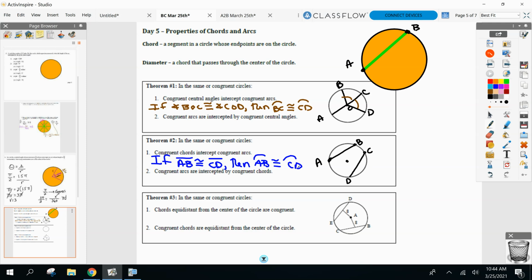Any questions so far? Right? If the angles are equal, so are the arcs. If the chords are equal, so are the arcs. Now we're going to get a little different in theorem number 3, but any questions on 1 and 2 right now? Everyone's good here, home? Okay, number 3. Now let's get a little bit different.